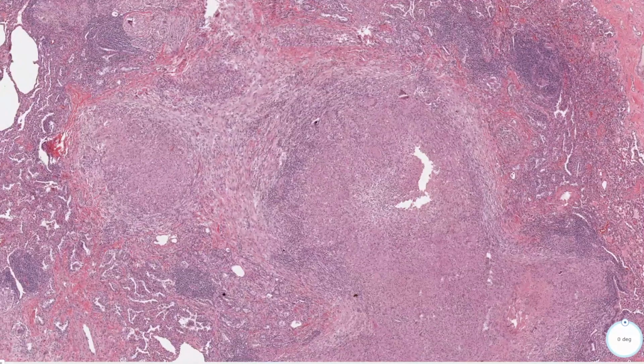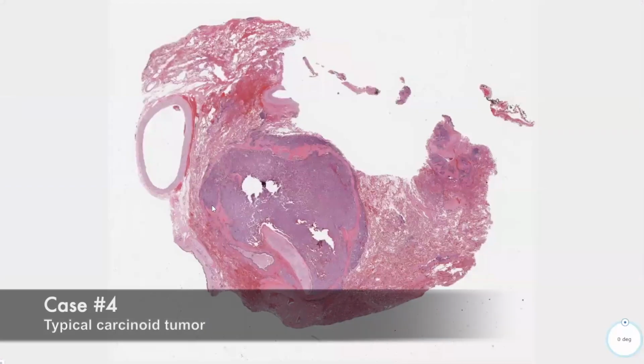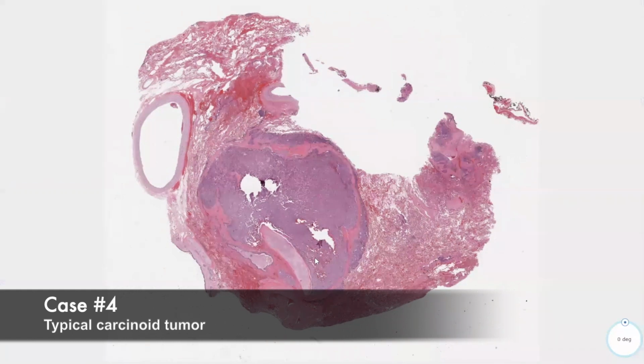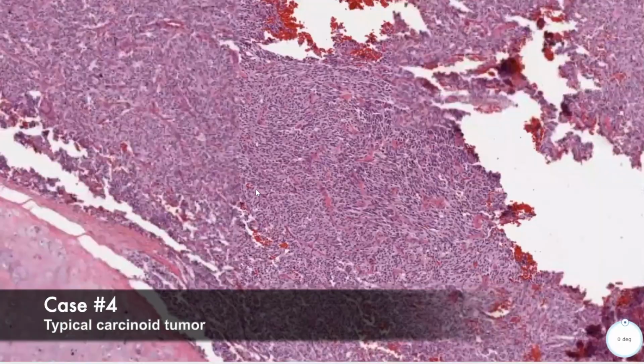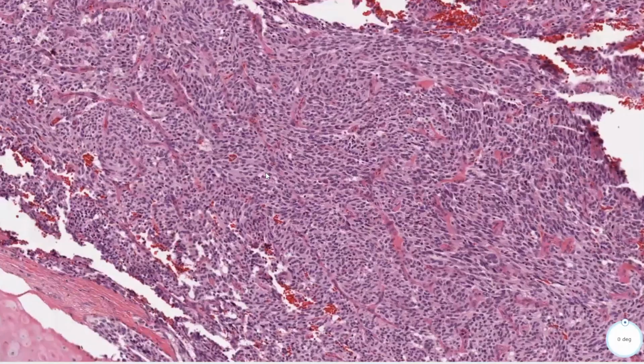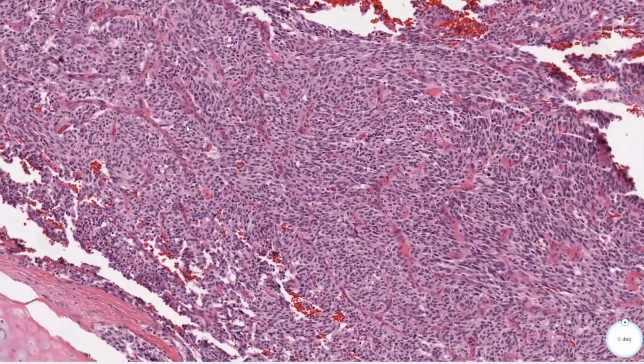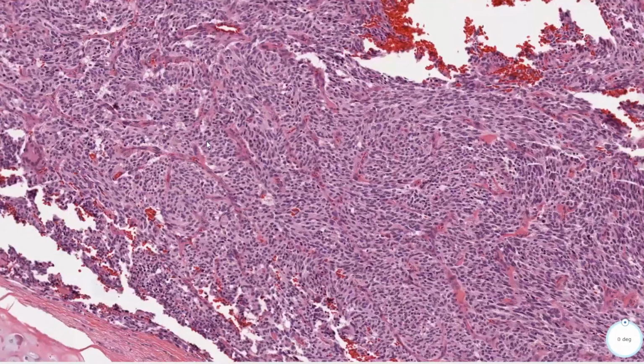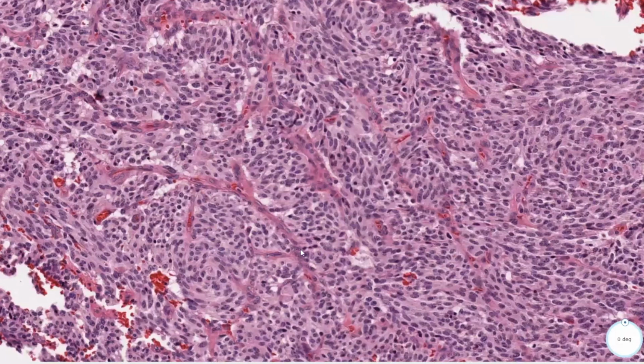Great job. So continuing on, this is our next case here. So you can see that this is likely a central mass, as we have a large airway here with this cartilage here. And you can see at low power, we have this relatively well circumscribed lesion here. And when we move down to a bit higher power, we can see that it has this kind of organoid appearance where we have these nests of cells that are interspersed by this fine, delicate vasculature pattern.